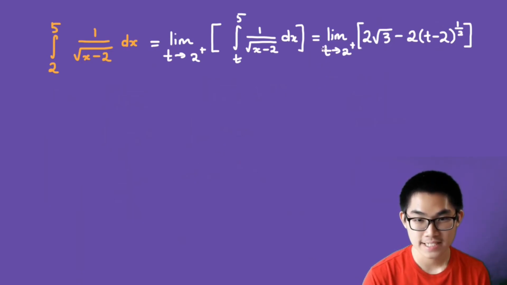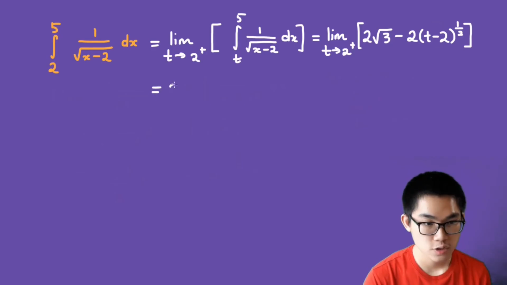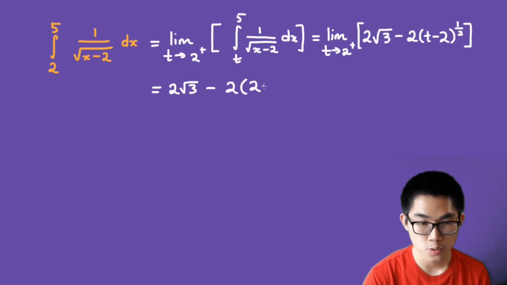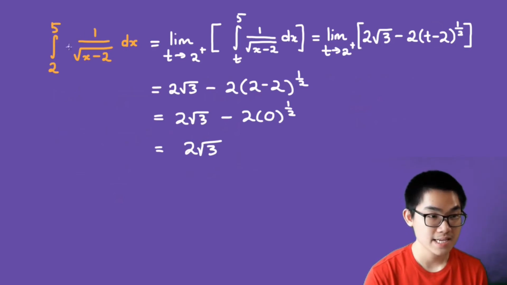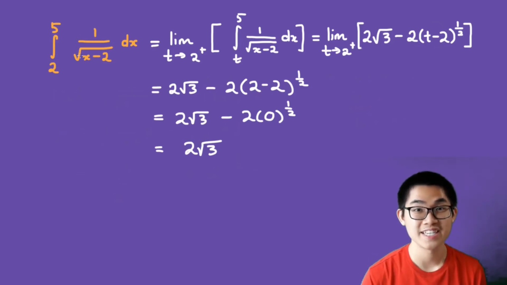Finally, as t approaches 2, we can just plug it in here. We get 2 square root of 3 minus 2 times (2 minus 2) to the power of 1/2. This is equal to 2 square root of 3 minus 2 times 0. So we get 2 square root of 3, and this is our answer. And because it is a number, this integral is convergent.